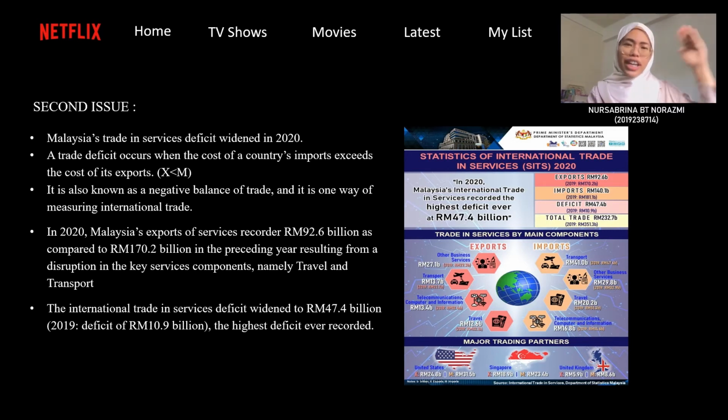Now, I'd like to discuss the topic at hand, which is Malaysia's trade in services deficit that is expected to increase in 2020. A trade deficit occurs when the cost of a country's imports exceeds the cost of its exports. It is also known as a negative balance of trade, and it is one way of measuring international trade.